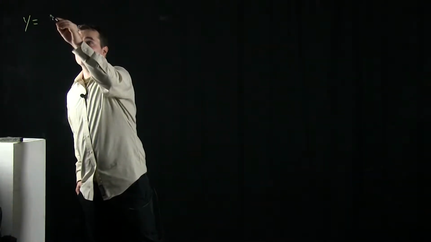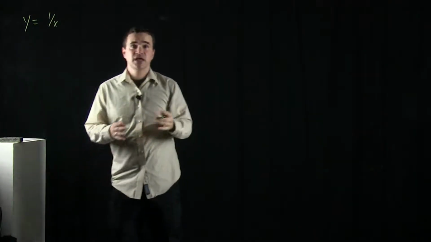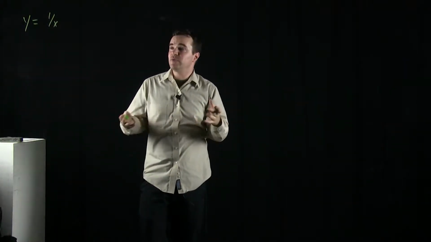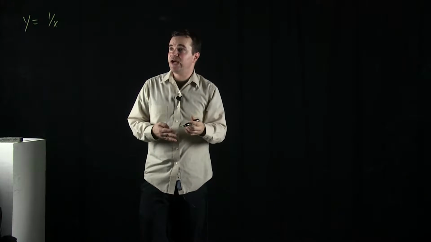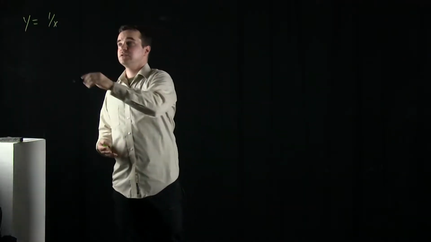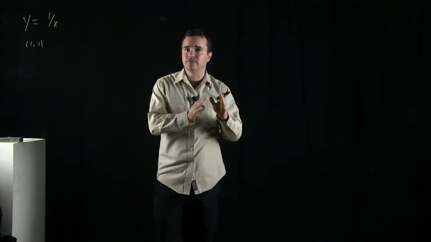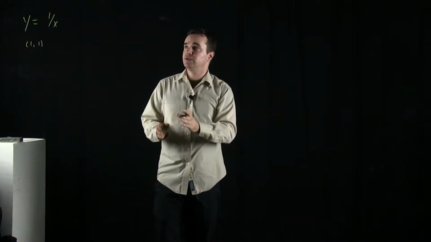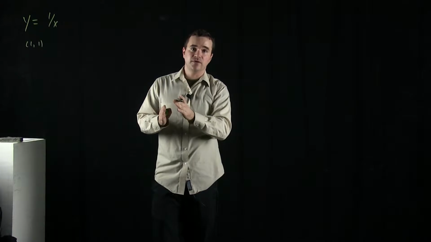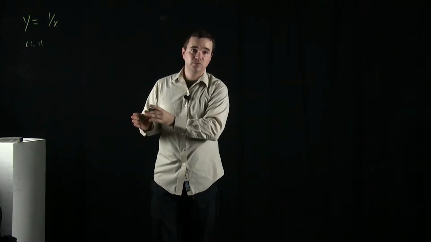I want to work with, say, y equals 1 over x. And one problem that you might see in a calculus textbook, a problem that I could ask, is pick the point x equals 1, y equals 1, and find me the tangent line to the graph of y equals 1 over x through that point, 1, 1.